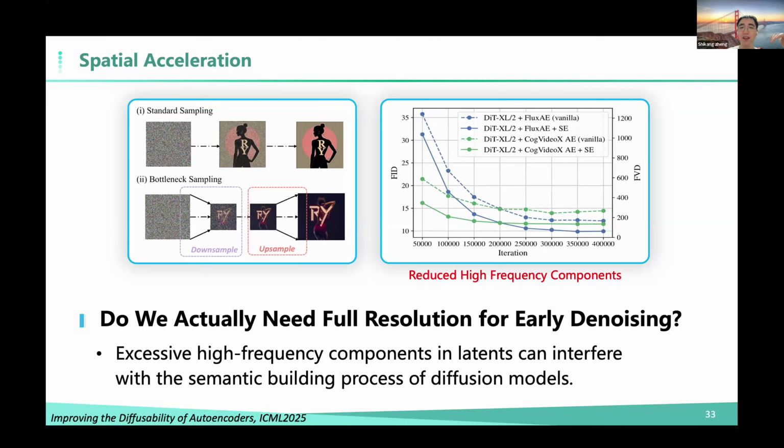This is pretty similar to our progressive resolution, because when you are downsampling at the first stage of the denoising, you're actually passing the image through a low pass filter. So you're actually reducing the high frequency components of the image as well. I think this is part of the reason why we can achieve an even better semantic score than the original models and these bottleneck sampling methods.